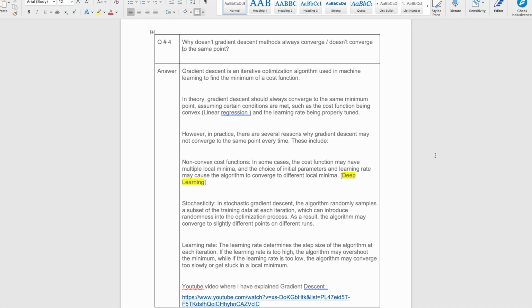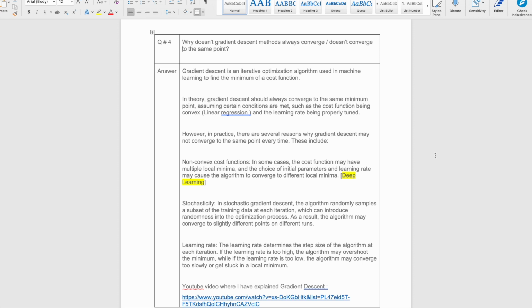It's an iterative algorithm where you are taking small steps downhill, right? In essence, that's what it is. You calculate the gradient, you go in the negative direction of the gradient a small step, and you multiply it by the learning rate, and then you take small steps to reach the minima. That's what gradient descent is. Now the question is not about what gradient descent is, but why sometimes it doesn't converge, or doesn't converge to the same point, at least if you repeat the experiment.